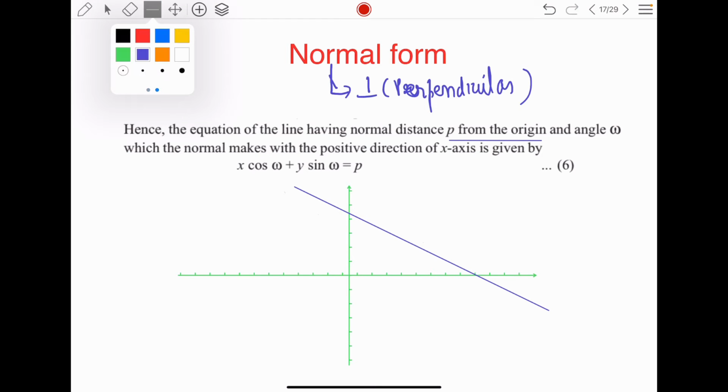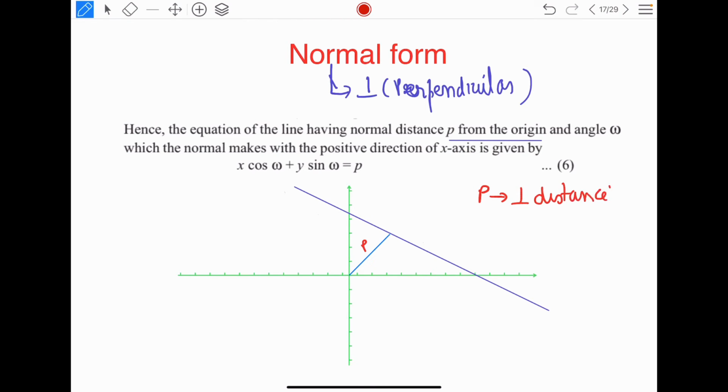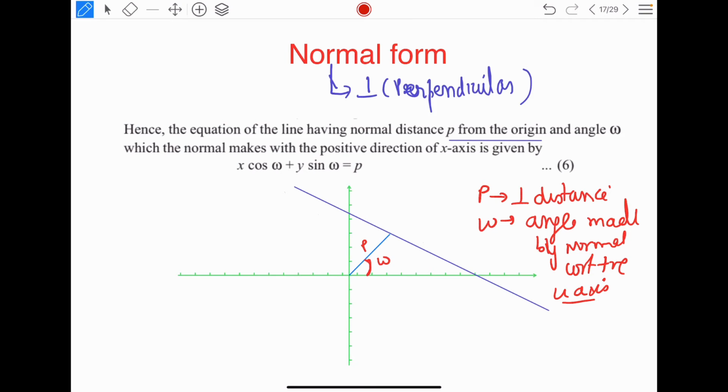I'll take it with a different color. So I've taken a perpendicular from the origin and the distance of this perpendicular from the origin is p. That means p is the perpendicular distance. Then I take an angle which is called omega, and omega is the angle made by the normal with respect to the positive x-axis. So omega is the angle made by normal, not the line, with positive x-axis. Here I get p and omega defined. This is a normal, so it's making a 90-degree angle with the line.